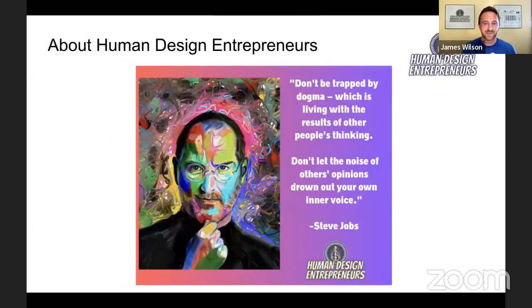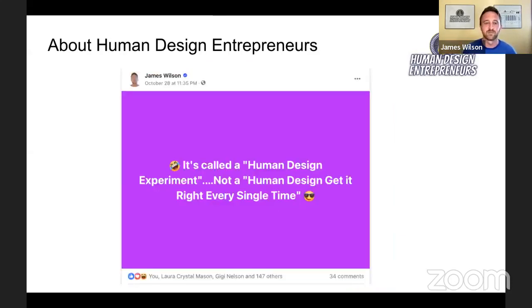This one I'm particularly fond of because I don't like dogma at all. So Steve Jobs has a great phrase of reminding us, don't be trapped by dogma, which is living with the result of other people's thinking. Don't let the noise of others' opinions drown out your own inner voice. Comment Steve Jobs if this one resonates with you as well.